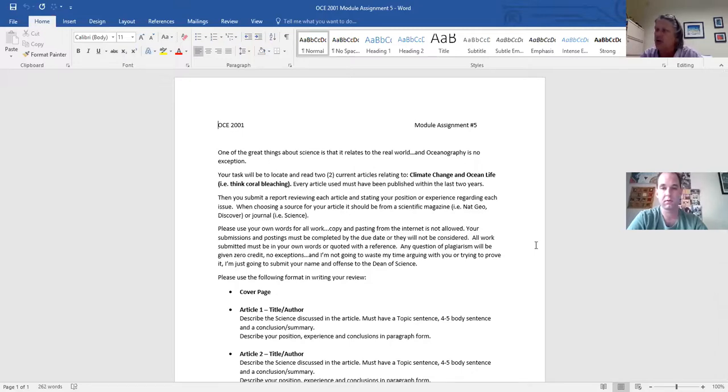The climate change in the coral reefs, like coral bleaching, things along those lines. So you're to locate two articles based on the changing temperatures and how it's affecting ocean life. So that is the current events assignment. You also have the unit quiz. I have the review posted and we will go over that before we start today's lesson.